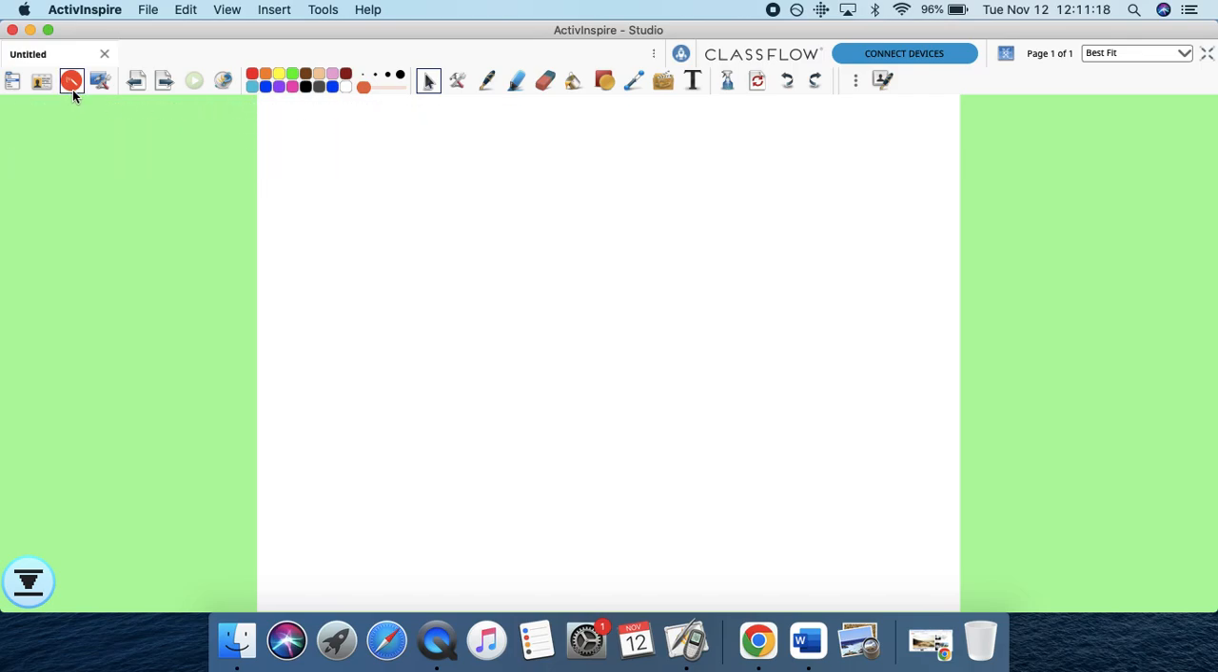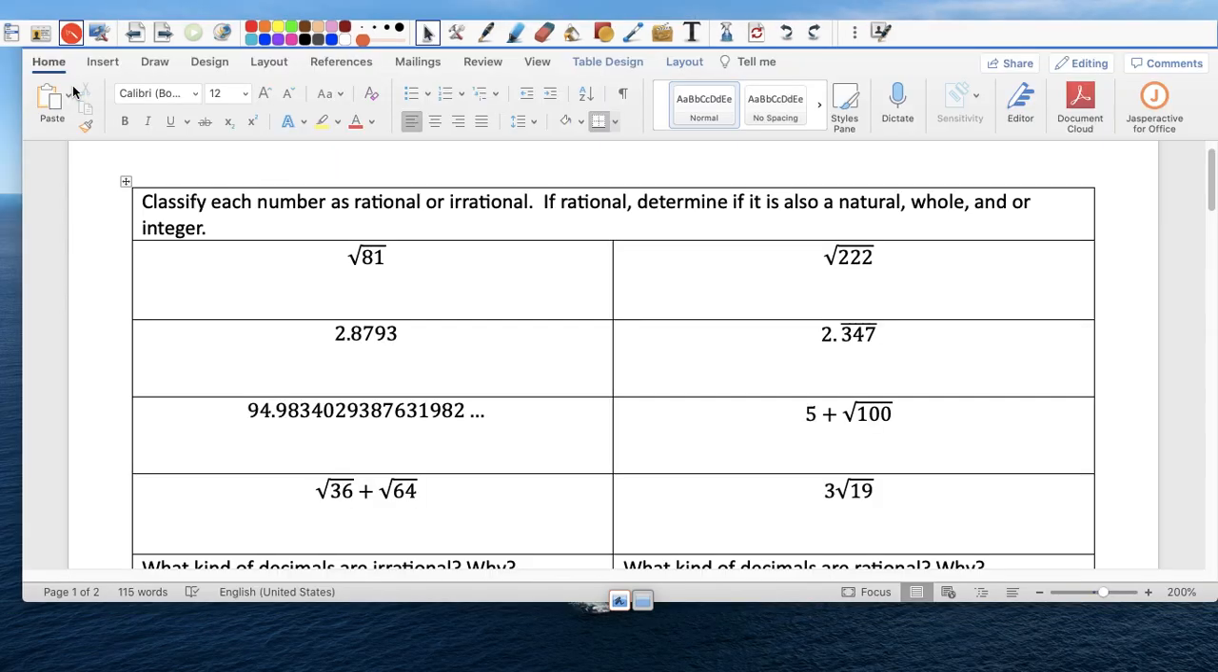Okay, so this even serves as a review, right? Because there's not too much else. Well, there's a few things, but not too much else to talk about. So first, like we did in class, classify each number as rational or irrational. If rational, determine if it's also natural, whole, and or integer.